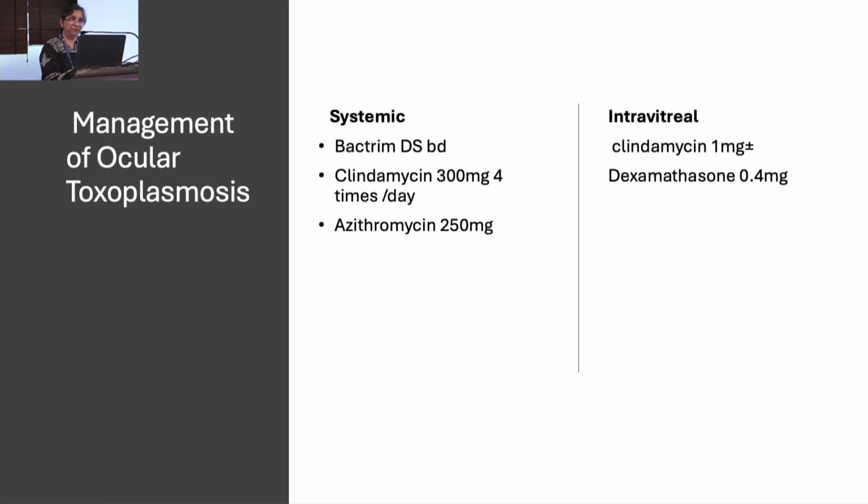But the mainstay of the treatment is systemic, usually with Bactrim, clindamycin or azithromycin. This may be supplemented or sometimes even replaced as first-line therapy with intravitreal clindamycin with or without dexamethasone in cases where you have severe retinitis, vision-threatening retinitis, or where systemic therapy is contraindicated or not tolerated.